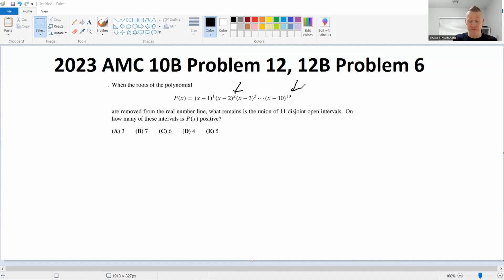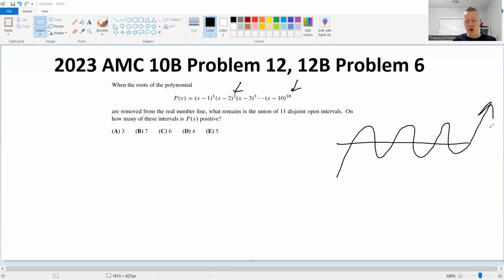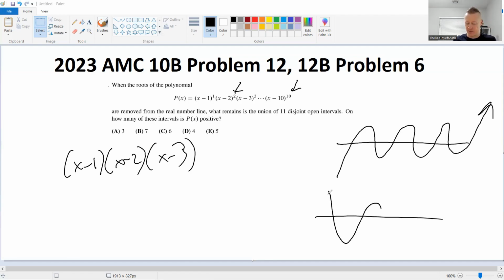And if they didn't have powers of 2 and 3 and so on, then it would just go like this, until it passed through or whatever. And if it had been one root for all of them, like (x minus 1) times (x minus 2) times (x minus 3), it would actually not end going opposite directions. It would end going the same direction, and technically it would look like this. And then you'd go up at the end and up at the end, okay?